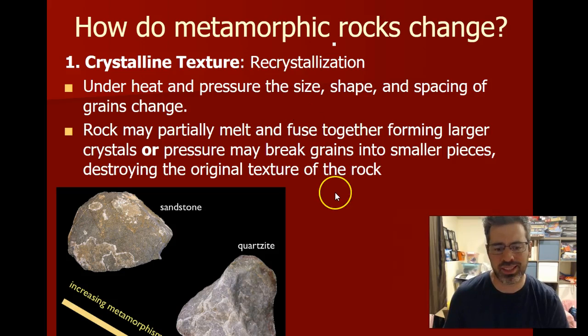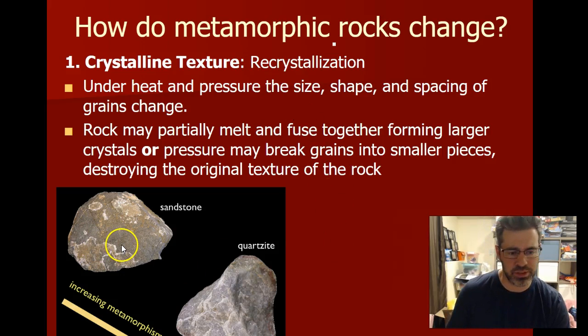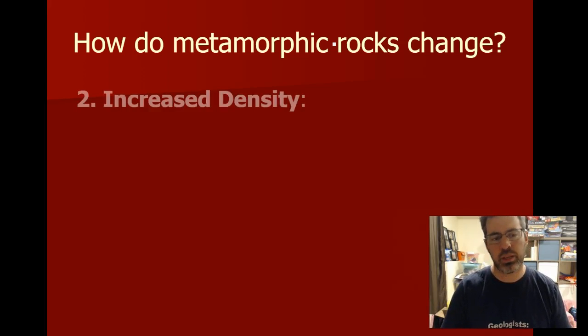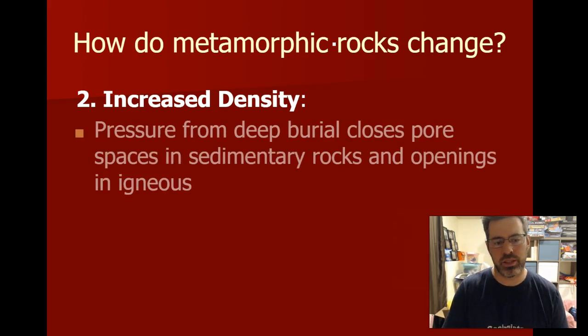We call this recrystallization. So here's an example of sandstone. When, let's say, it gets contact metamorphosed, the sand grains will kind of fuse together. They'll become more dense, and you'll get quartzite. Okay, we call this recrystallization of the rock. Now, you can imagine, guys, you remember from one of the first lessons in earth science, if you put something under greater pressure, does that change density? Of course it does. Because as pressure goes up, volume goes down, density goes up. So your second would be increased density.